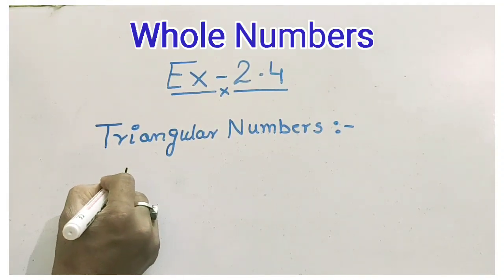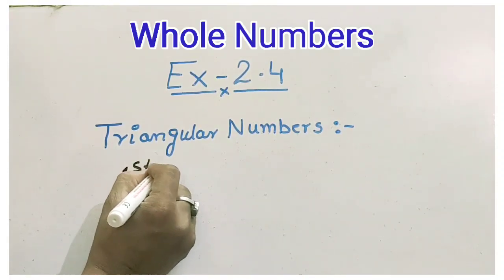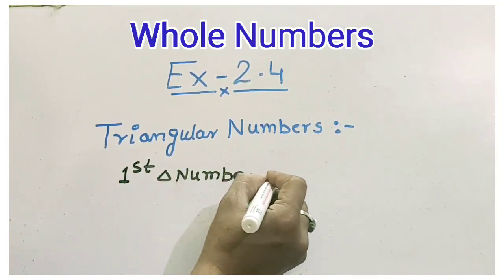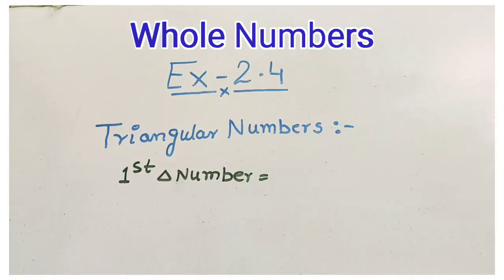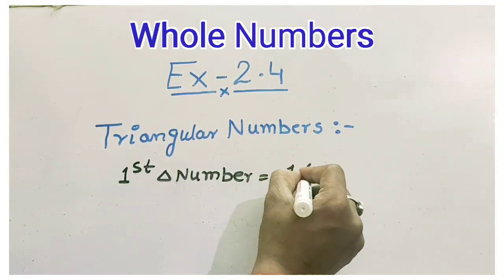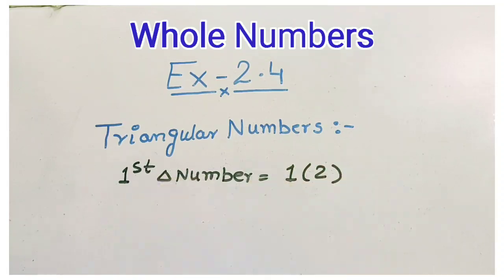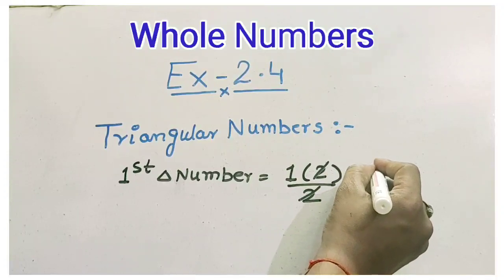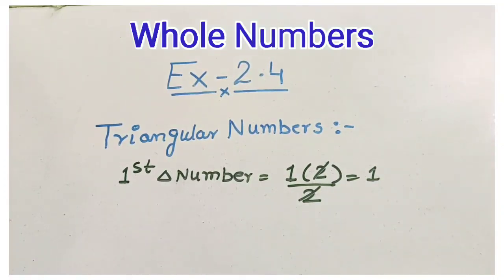Clear? So students, let's recall the triangular numbers. The first triangular number will follow the formula n(n plus 1) upon 2. Okay? n plus 1 means the next number, upon 2. The 2s cancel out. The first triangular number is 1 with just one dot.